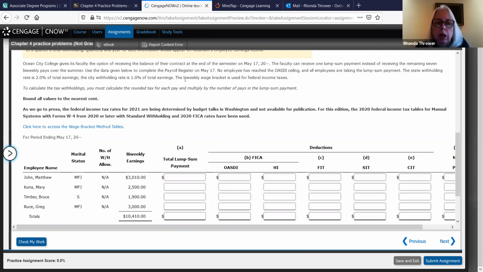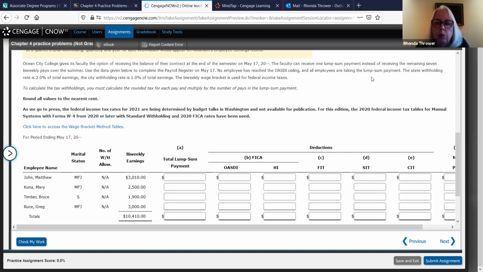Use the data given below to complete the payroll register on May 17th. No employee has reached the OASDI ceiling. That's important to note. That means all the earnings are taxable for OASDI and HI purposes. Especially for OASDI, there's no ceiling. The ceiling is normally $137,700, as you learned in the previous chapter, and none of these employees are going to go over that ceiling.